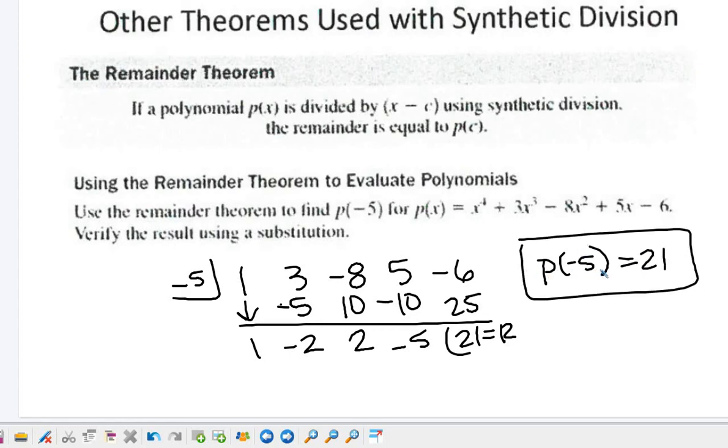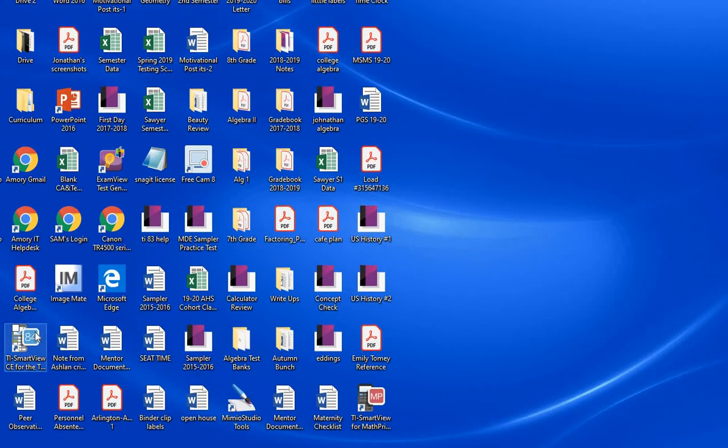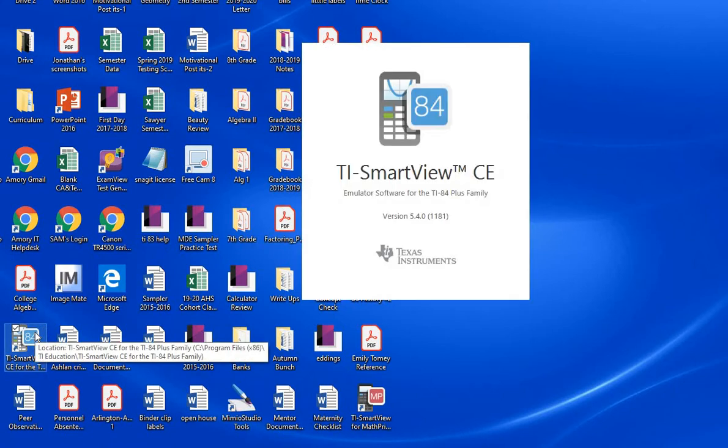So this is how your answer should look if the problem says use remainder theorem to find the value of the function. Okay? So just to kind of quell what you might be thinking, let's go to the calculator, which I should have already had pulled up. I apologize.